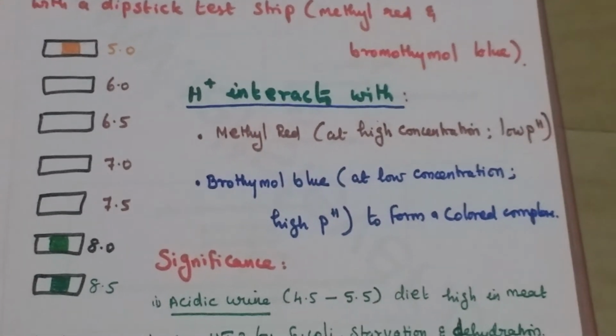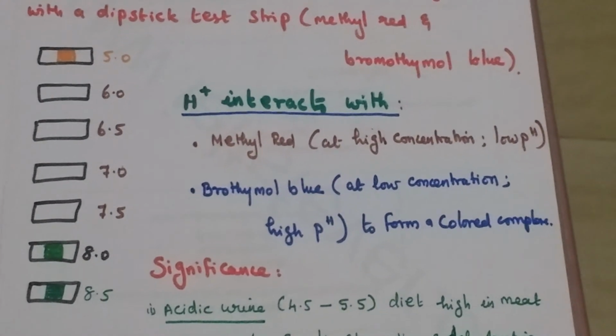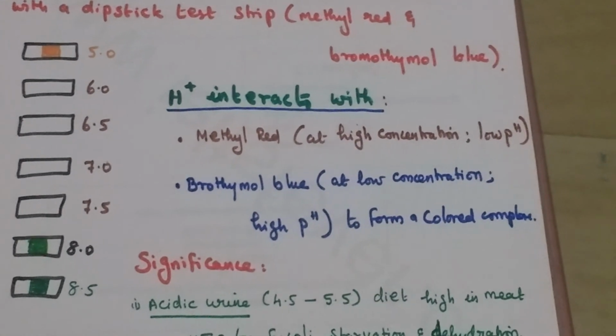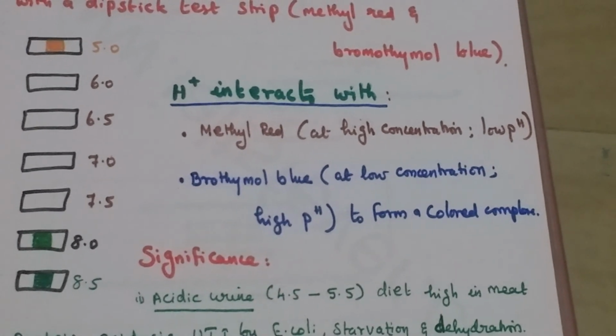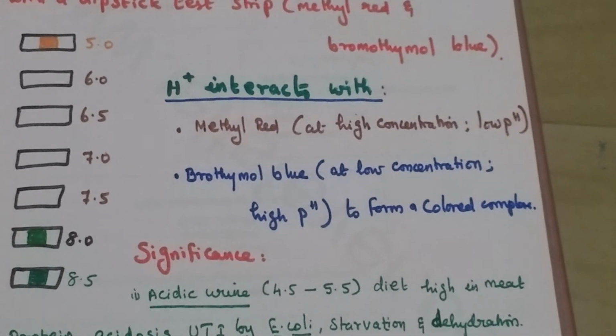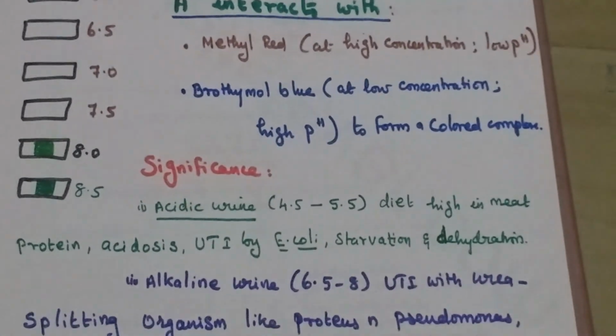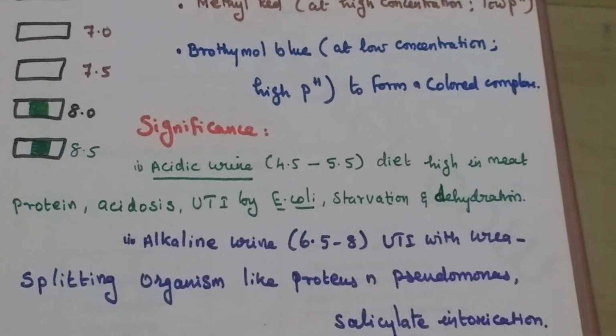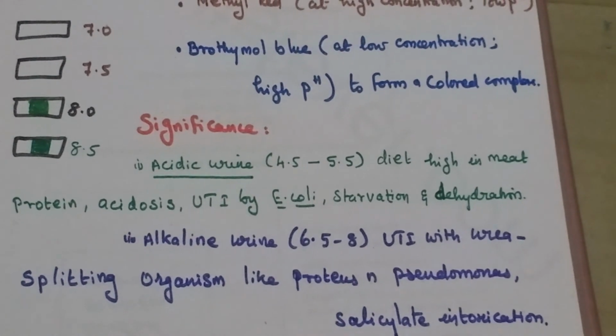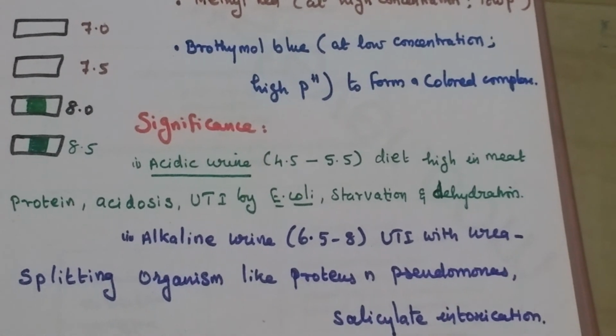pH shows on the reagent strip method. The strip is coated with methyl red or bromothymol blue. Hydrogen ion reacts with both of them. Significance: acidic urine range 4.5 to 5.5, alkaline 6.5 to 8.